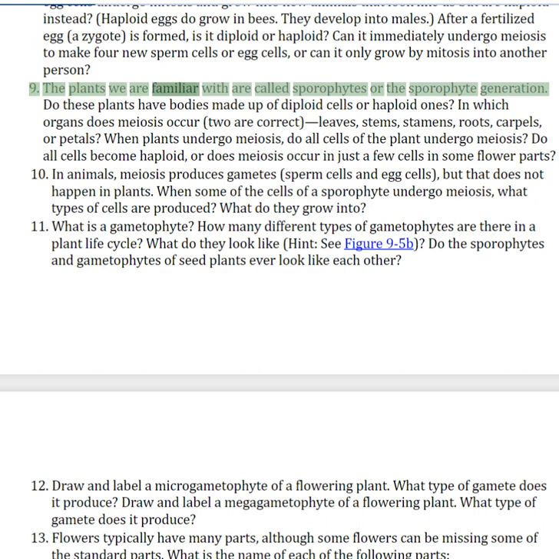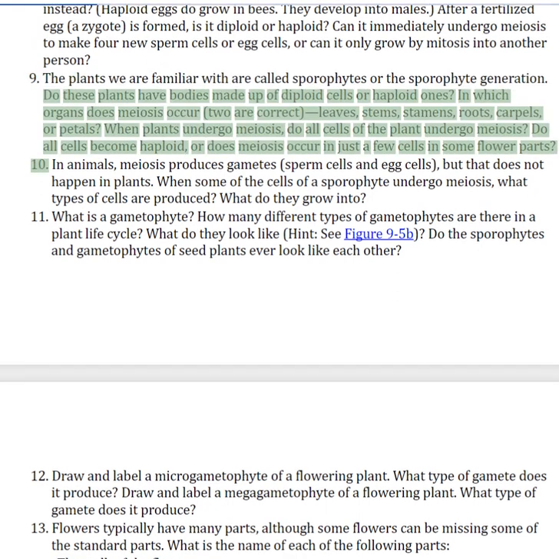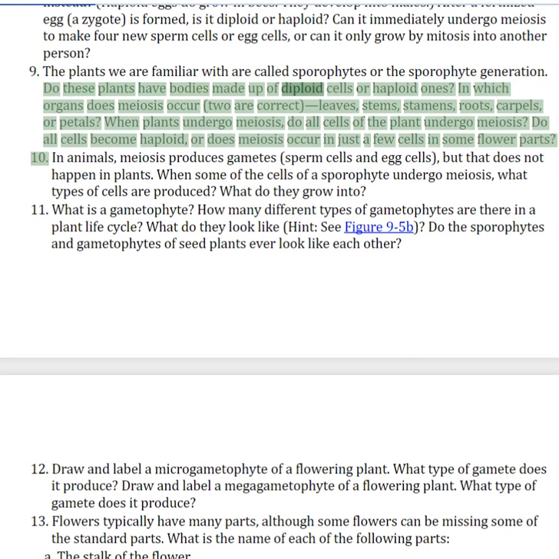9. The plants we are familiar with are called sporophytes, or the sporophyte generation. Do these plants have bodies made up of diploid cells or haploid ones? In which organs does meiosis occur: leaves, stems, stamens, roots, carpels, or petals? When plants undergo meiosis, do all cells of the plant undergo meiosis? Do all cells become haploid, or does meiosis occur in just a few cells in some flower parts?